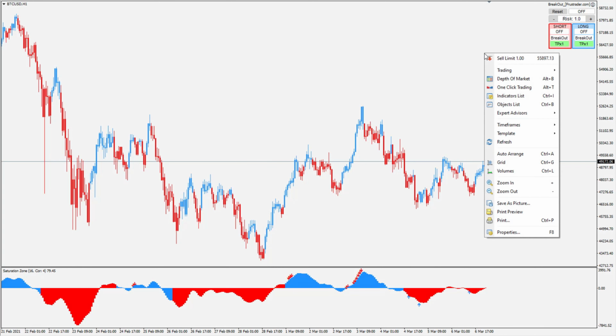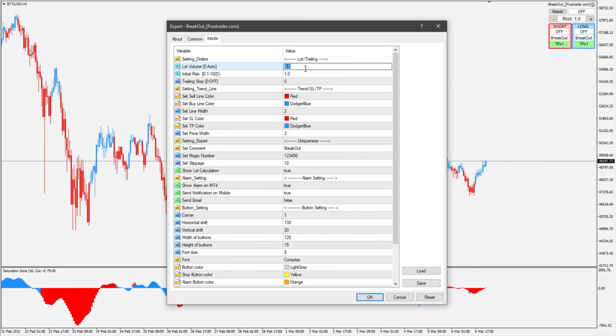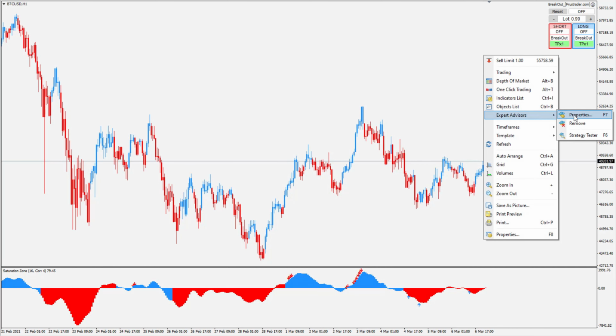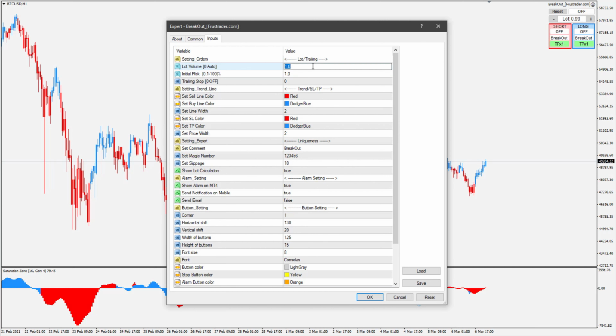As it was mentioned previously, risk management will work only if the lot value is set to 0. To illustrate it better, I will set the value of one lot, and you see now the lot is adjustable and no risk management is involved. However, when the lot value is 0, risk management is functional.